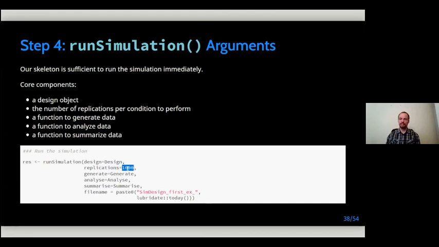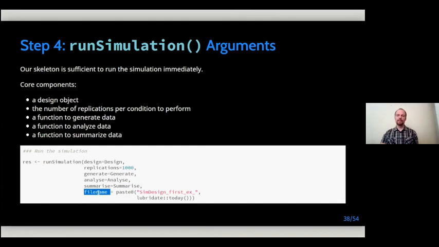To begin with, we're going to start small. So we could have put in 10,000, whatever you want for a number of replications. You can also drop it just to see if your code's working. Maybe drop it down to 100 or even 10, just to see if there's any errors that creep up. Then we have to tell the run simulation function, what's the name of the function that we defined that's going to be used for the generation process, which function is going to be used for the analysis process, and which function is going to summarize our data for each condition.